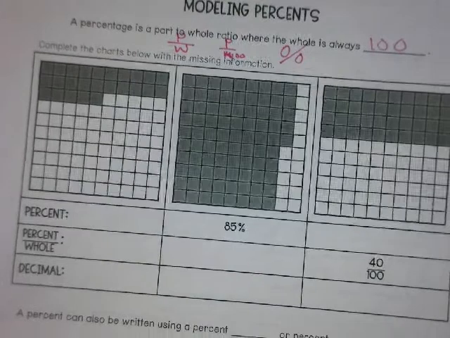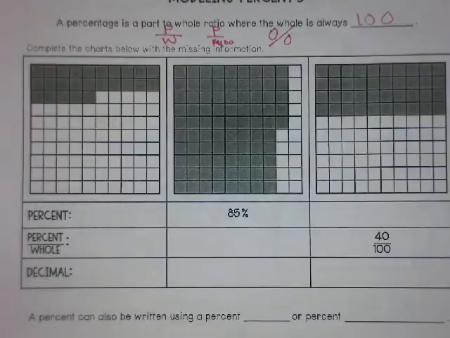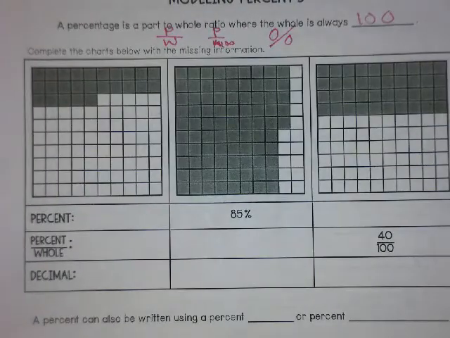All right, so we have these charts below here. What these charts mean is, there's 100 squares in each chart, right? Why do you think there's 100 squares? Because percent is out of 100. So if I think about this, each square represents what percent? 1%. Each of these squares is 1%.